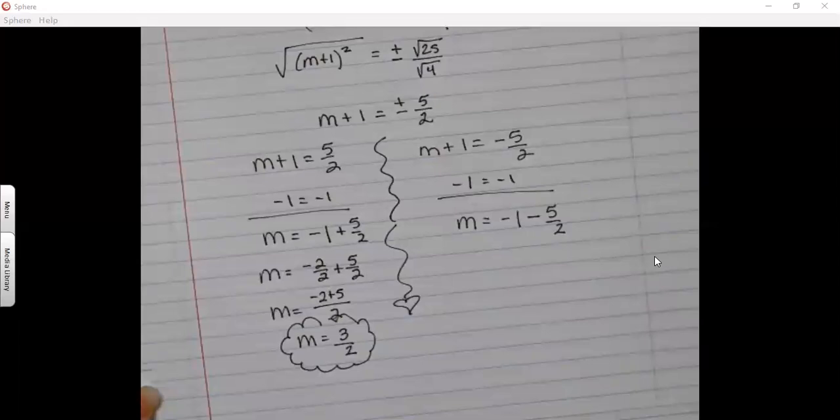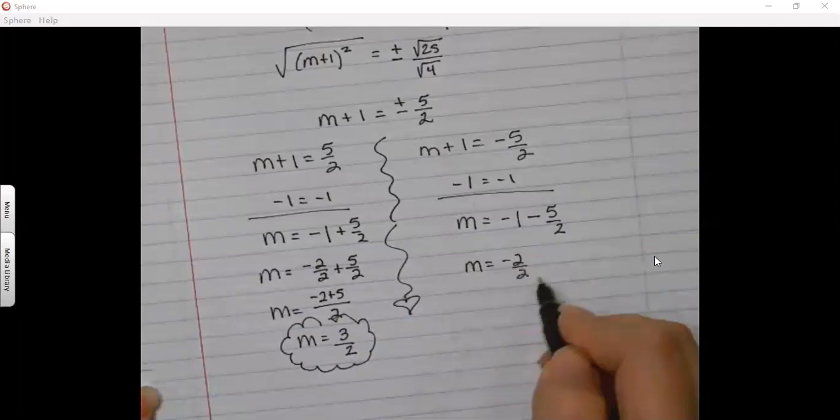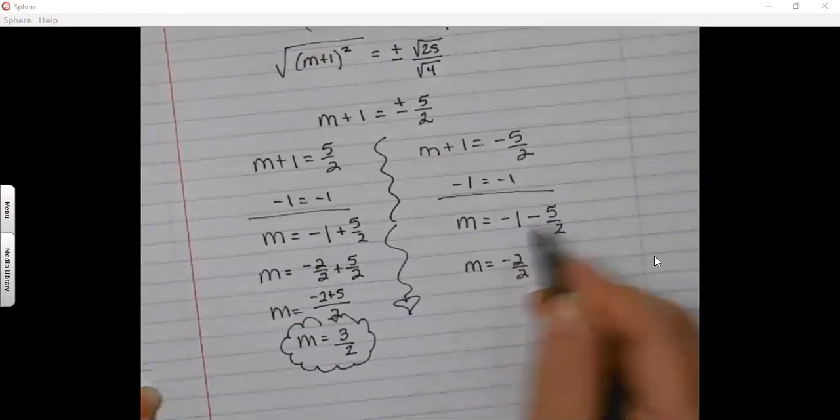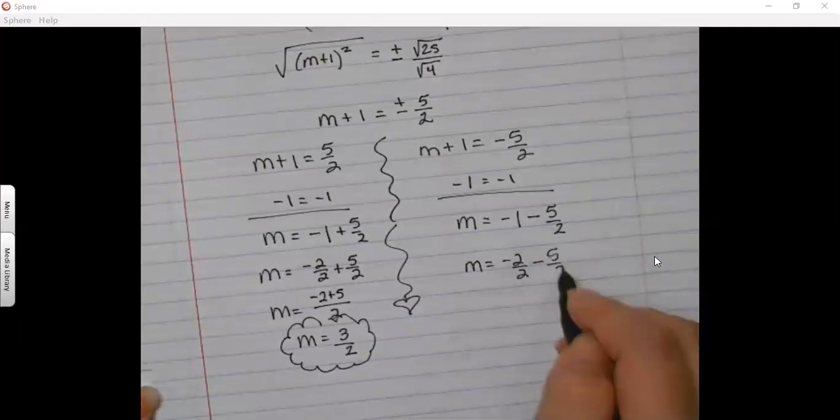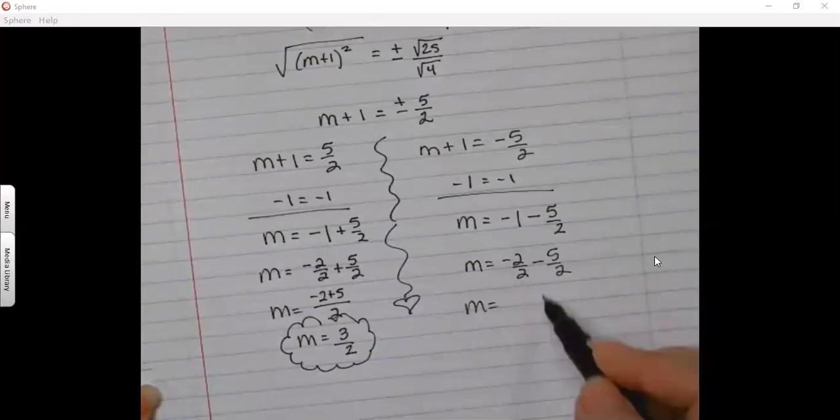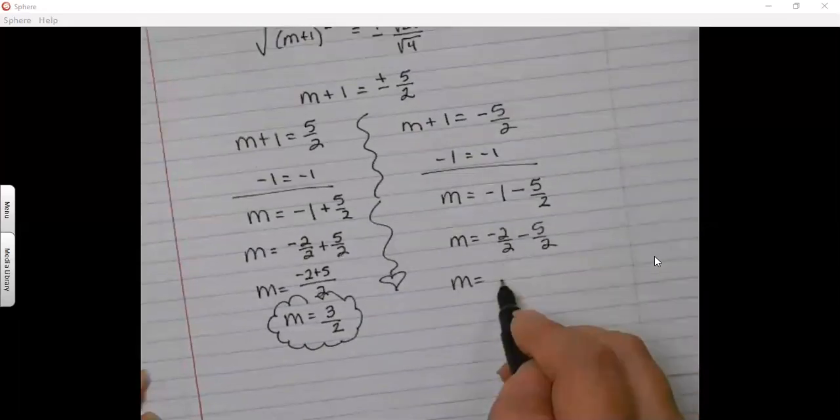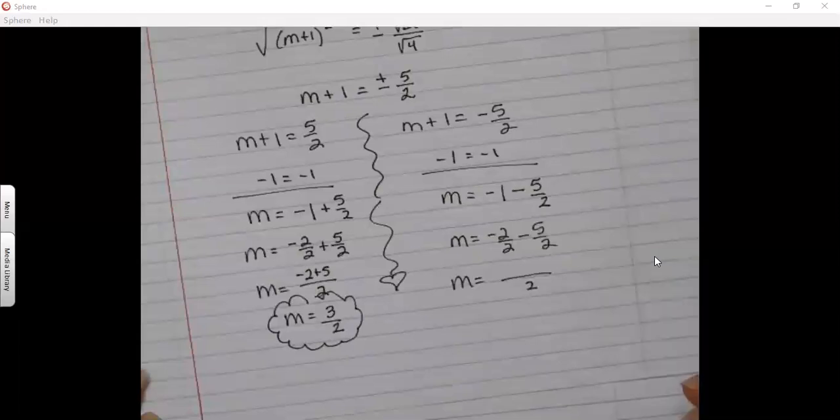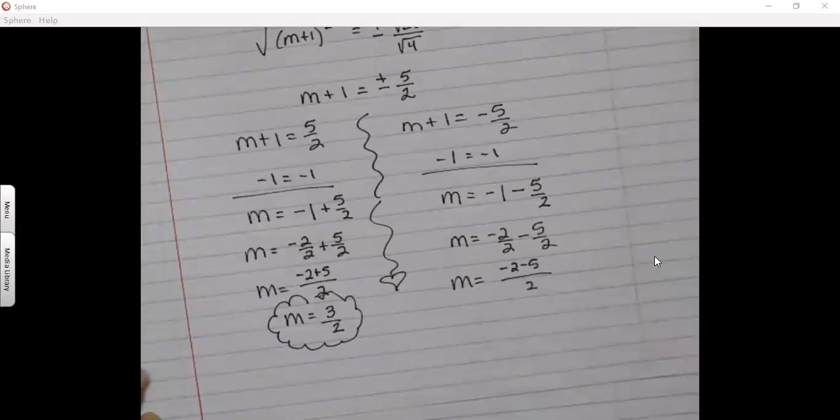So I'm going to write -1 as -2 divided by 2. That is equivalent to -1, but it has the same denominator as -5/2, and that will help me simplify, right? I can already see that -2 minus 5 is -7/2, but I'll do it the same way as I did the one on the left side. Since the denominators are the same, I'm going to write one big fraction with the denominator being 2. Then my numerator is -2 minus 5. Well, I can simplify that. -2 minus 5 is -7 divided by 2.